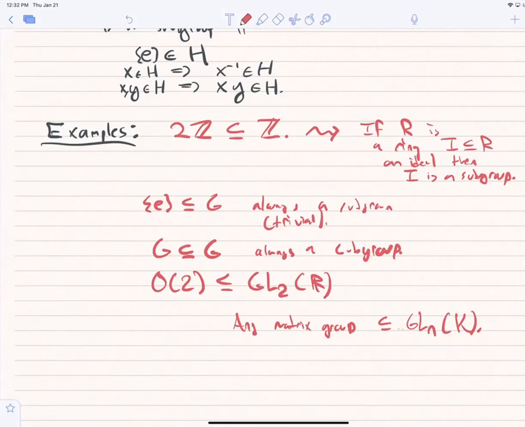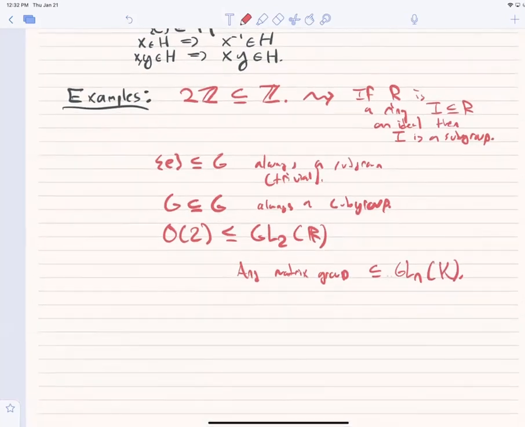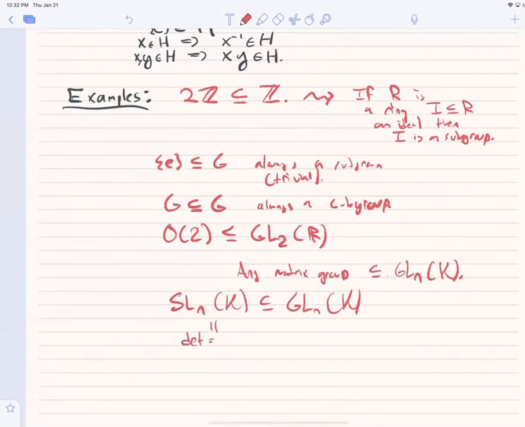But okay, in fact, this generalizes. So we saw, for example, last time we had SLn inside of GLn, the special linear group. And that's just the matrices with determinant 1. We had SLn of K inside GLn of K. And so one concrete way you can find that is determinant 1.